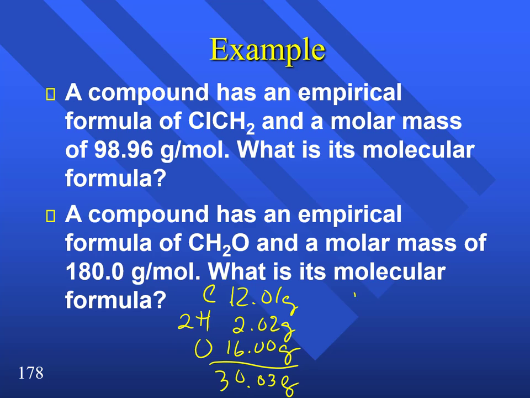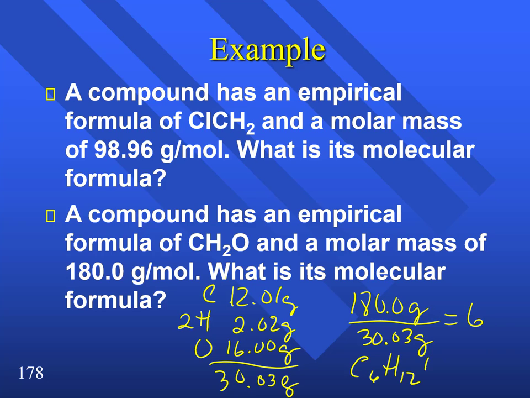The real molecule weighs 180 grams, divided by that 30.03 grams, it's a 6. Because 3 times 6 is 18. 6. So, what's my formula? C6, not 2 H's, but 12 H's, not 1 O, but 6 O's. It's glucose.